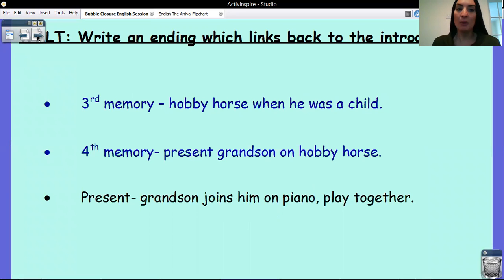Okay, so today we are learning to write an ending, which links back to the introduction. So you will know that yesterday, in your writing, you did your 3rd and 4th memory, which was when the granddad was on the hobby horse when he was a child, and then moved to the present day with his grandson on the hobby horse. That was yesterday. So today we are doing back to the present when his grandson joins him on the piano and they play together.